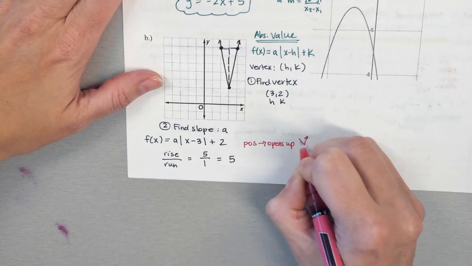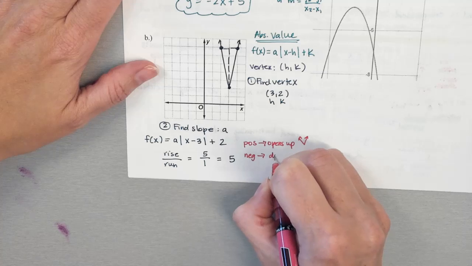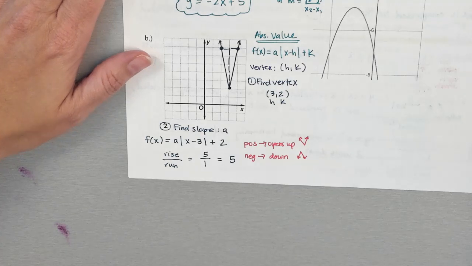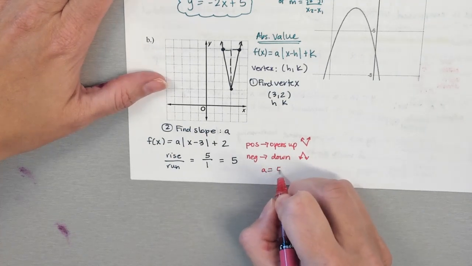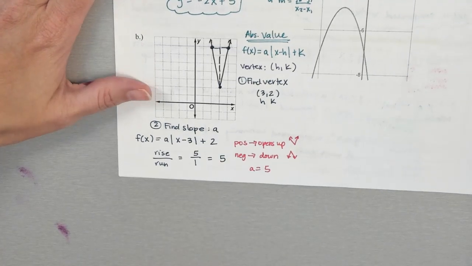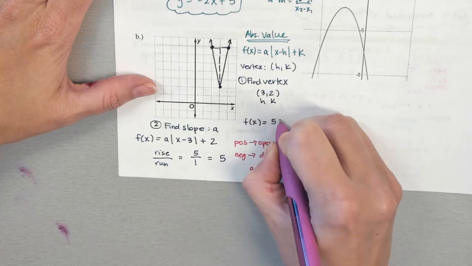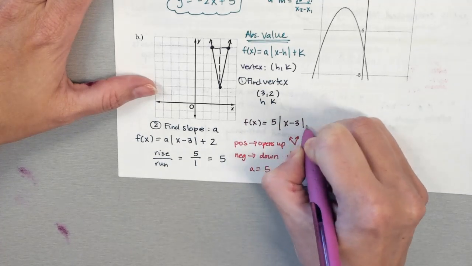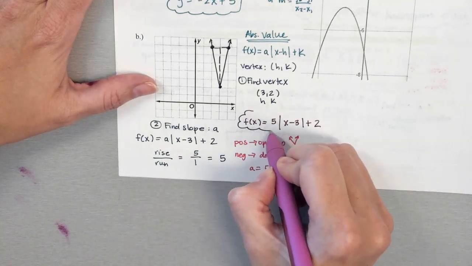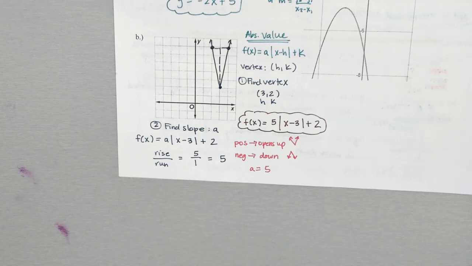Okay, so if you had a V opening upward, which we do, and then you would just change it to a negative if it opens down, because that's when you would have the reflection. Okay, so our A value is going to be positive 5. And then your final answer is going to be f of x equals 5 absolute value of x minus 3 plus 2. So it's this exact equation, but you're going to have the 5 plugged in. And the direction it opens is going to tell you whether your A value is positive or negative.